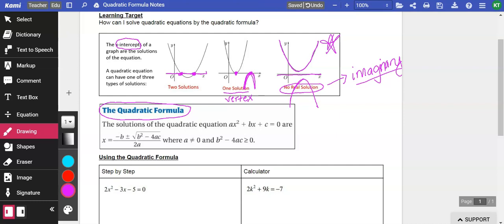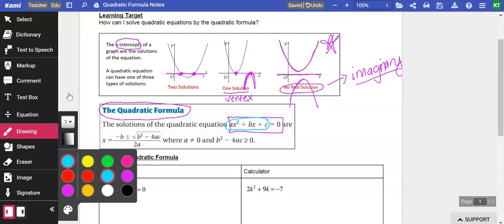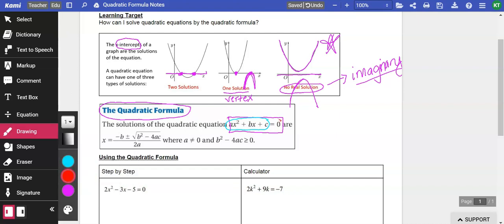So the solutions of a quadratic equation, ax squared plus bx plus c equals 0. I'm going to stop right there because there are some important pieces here. On the left side of the equal sign, the quadratic is in standard form. So a is in front of x squared, b is in front of x, and c has no variable. On the right side, it equals 0.